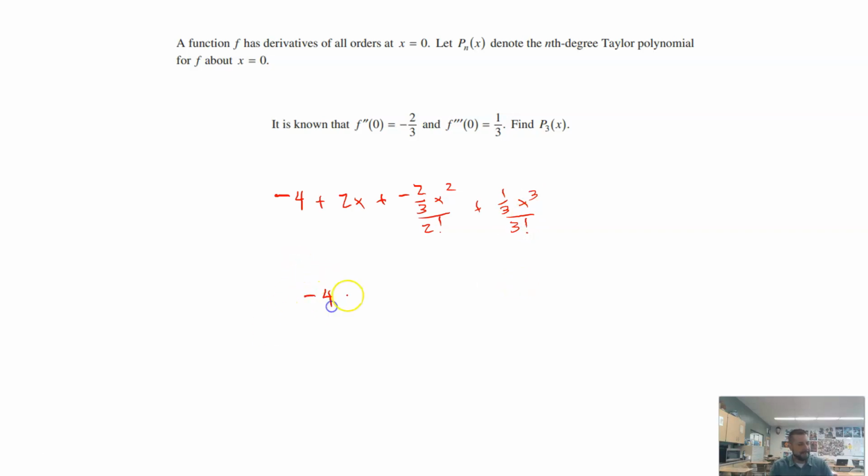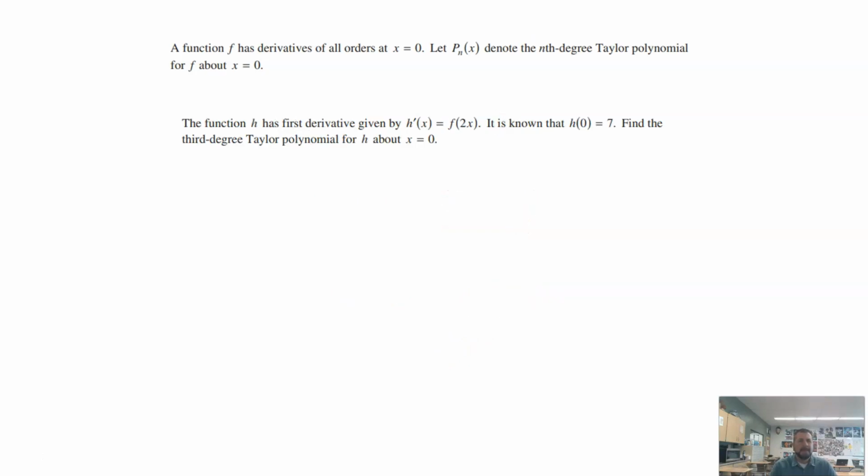If we simplify it down, because I believe we're going to need it in the future on this problem, I get this. And you don't have to, like full credit will be given for what we have above, but that is what that simplifies down to, okay? Now it says the function h has the first derivative given by h prime of x equals f of 2x. It is known that h of 0 equals 7. Find the third degree Taylor polynomial for h about x equals 0.